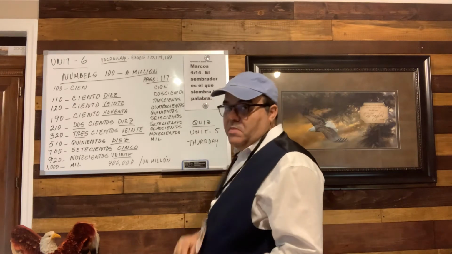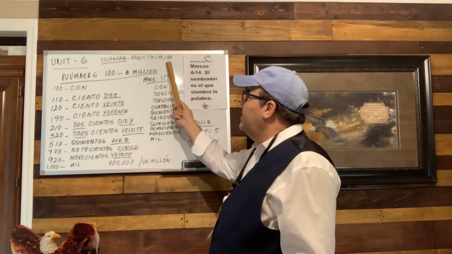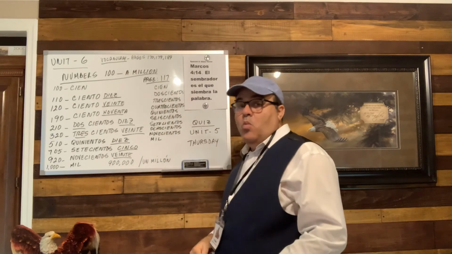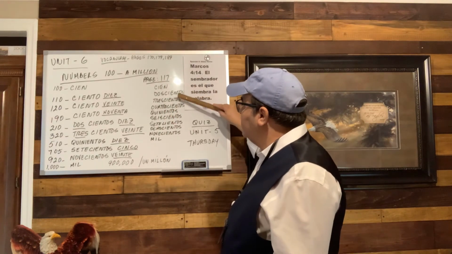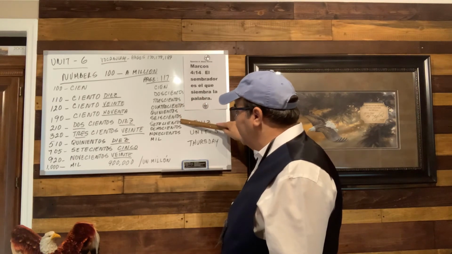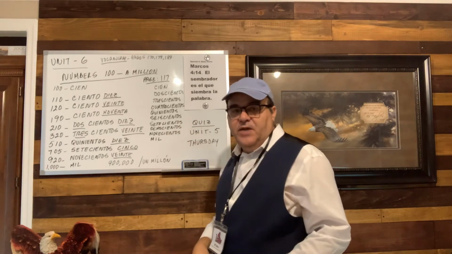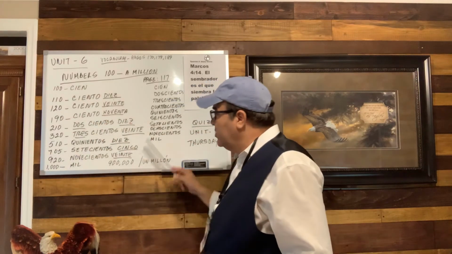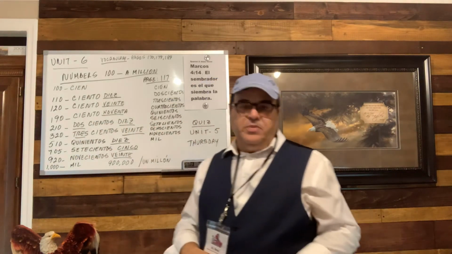So remember, vocabulary 170, 179, 189. Numbers between 100 and a million, page 117. 100, 200, 300, 400, 500, 600, 700, 800, 900, and 1000. After you learn this way, it's the only way you can do the rest of the numbers, because you have to repeat.